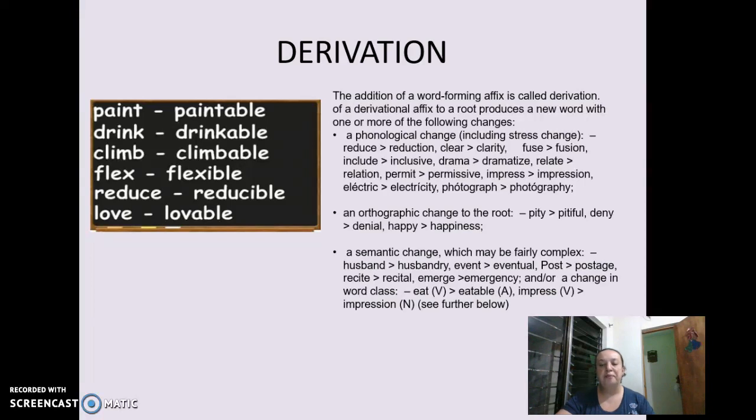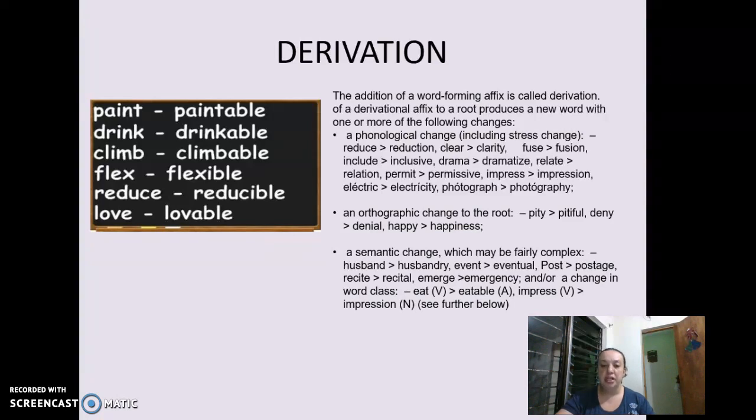This derivation permits the change in the structure of the word. Orthographic change is a change in the root. For example, pitiful, happiness. It's necessary to change the root orthographically to change the word.